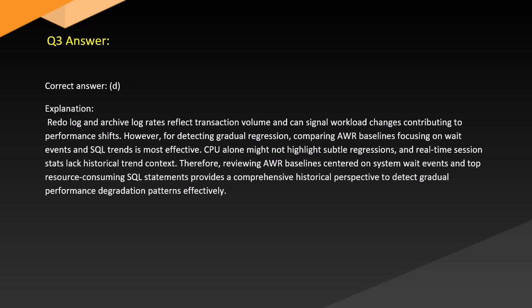Answer. Correct answer: D. Explanation. Redo log and archive log rates reflect transaction volume and can signal workload changes contributing to performance shifts. However, for detecting gradual regression, comparing AWR baselines focusing on wait events and SQL trends is most effective. CPU alone might not highlight subtle regressions, and real-time session stats lack historical trend context.